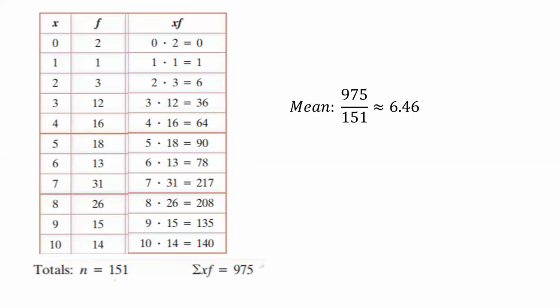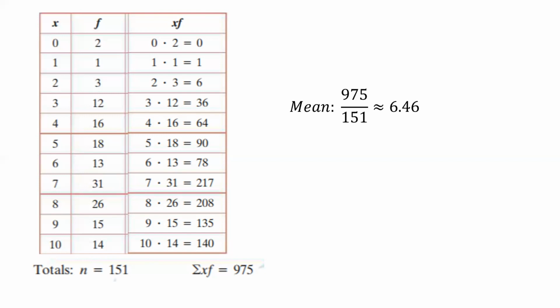If you don't want to take my word for it, you could add up all of the frequencies, the 2 plus 1 plus 3 plus 12 plus 16, but it ends up being 151. And so to figure out your mean, you do 975 divided by 151.